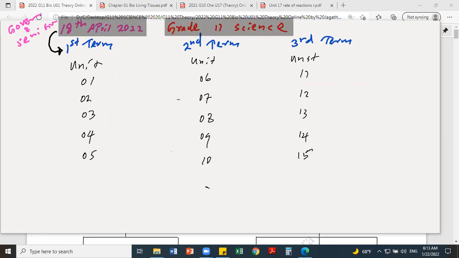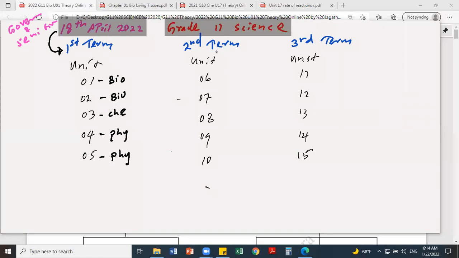Some students don't know, because the textbook doesn't say up to which lesson you are getting the first term test. So the first term test covers up to unit 5. Unit 1 is biology, unit 2 is also biology, and unit 3 is chemistry. You should copy down this term-wise breakdown of the grade 11 science syllabus. Unit 4 is physics, and unit 5 is also physics.